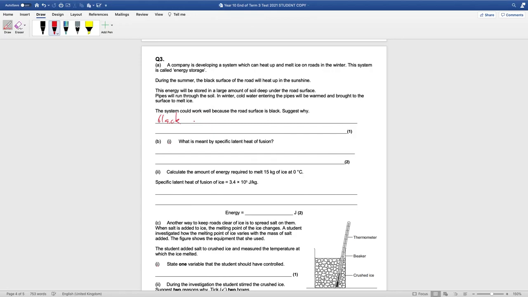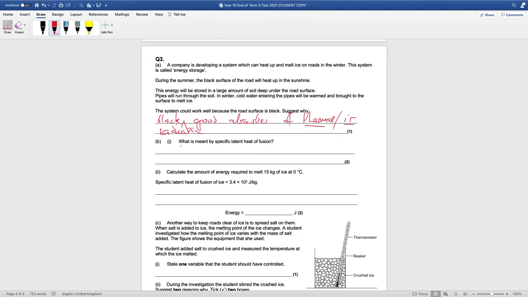So black is a good absorber of thermal or infrared radiation. Now, an example of something that is not acceptable is light. Light does not make things warmer. It is infrared, otherwise known as thermal. Infrared is better. So be careful how you express yourself here. It's not about the light, it's about the infrared that comes with the light.